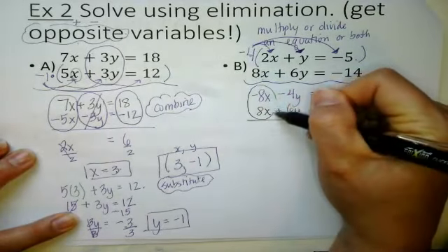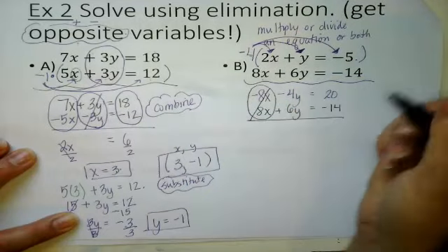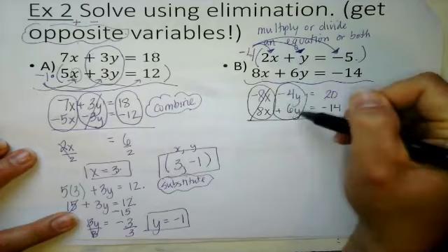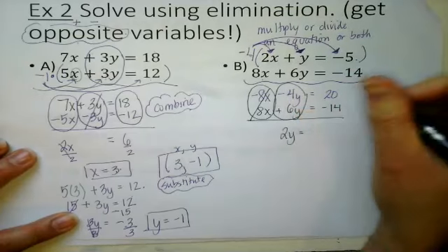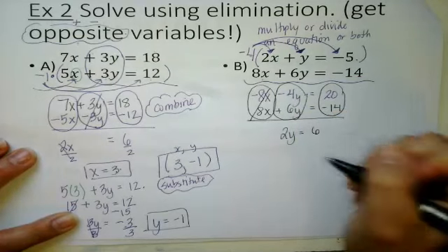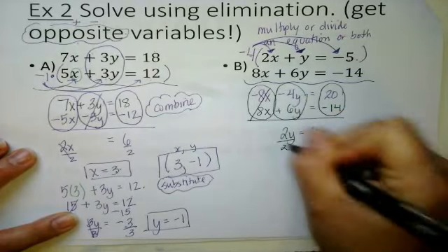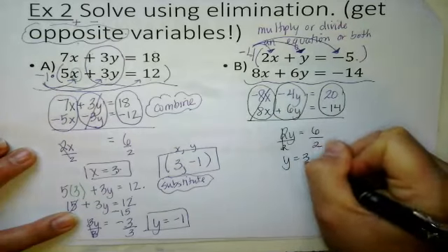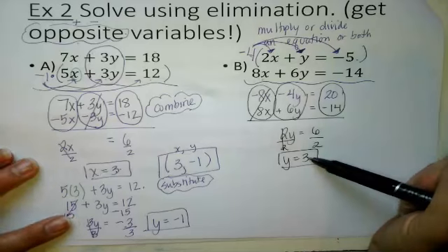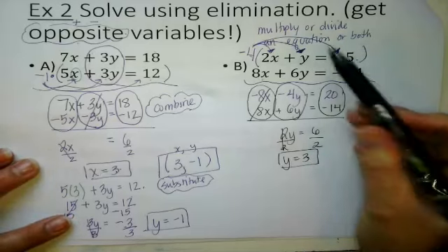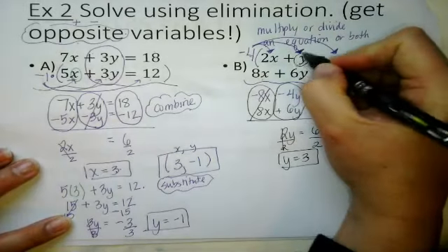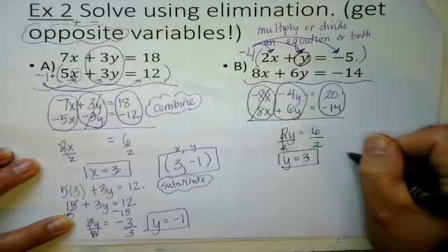Negative 8x and positive 8x is 0. That goes away. It's eliminated. Okay, negative 4y plus 6y is 2y. And 20 minus 14 is 6. I'm going to go ahead and isolate y by dividing by 2. 6 divided by 2 is 3. And now I'm going to substitute this value of 3 into the top or the bottom equation. It doesn't matter. And it looks like this is the easy one right here. So I'm just going to plug it in right there.